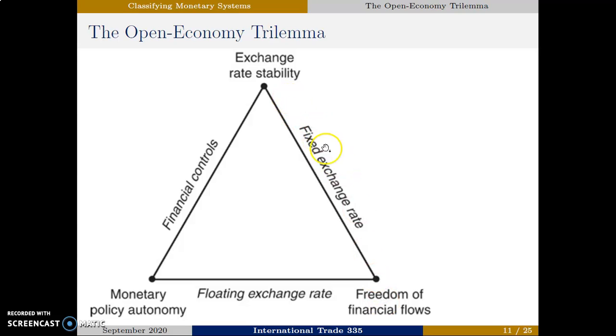Third, the right side of the triangle is when a country chooses to have exchange rate stability and the freedom of financial and capital flows. In this case, it must have a fixed exchange rate. China chose this option during its opening phase to the world economy from the 1980s, when it pegged to the dollar, but it has since also moved to a floating exchange rate regime.